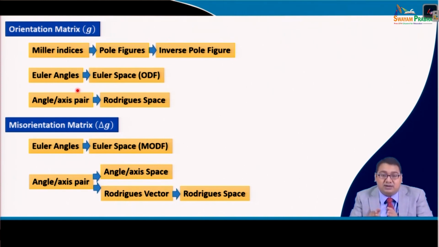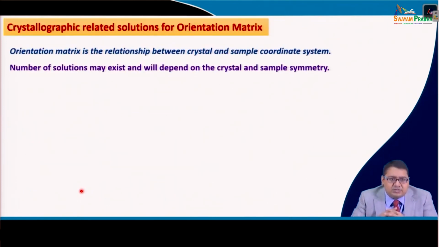will produce a matrix delta G, which will have the same 9 variables as the orientation matrix, and therefore, we can represent that in terms of Euler angles and Euler space, and in this case it is known as MODF, that is misorientation distribution function. We can also show it in terms of an angle axis pair, in the angle axis space, or in terms of Rodrigues vectors, that means in the Rodrigues space, right.